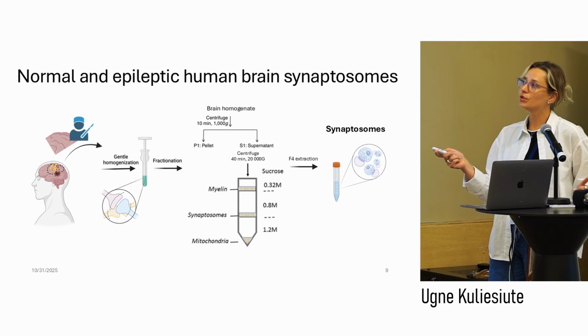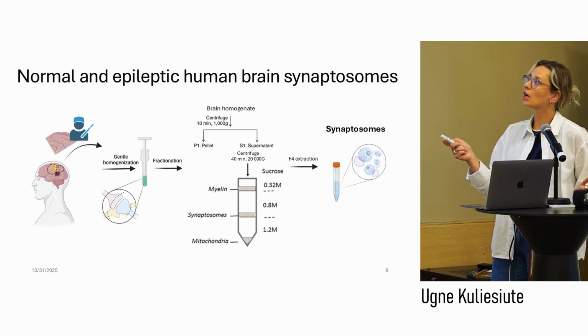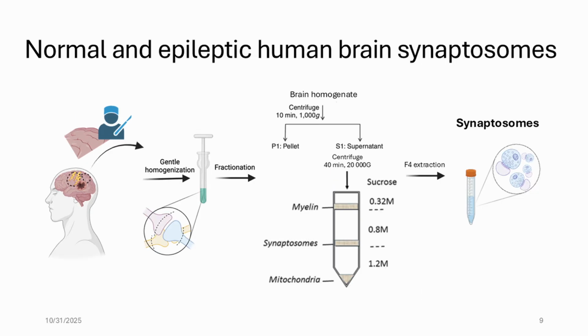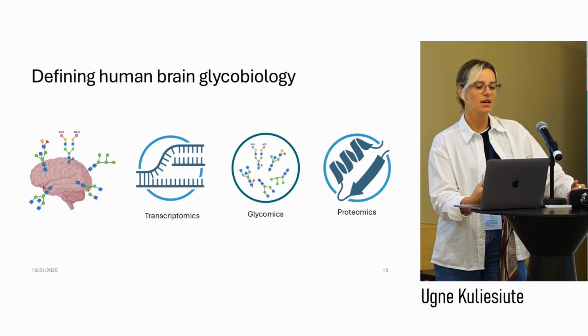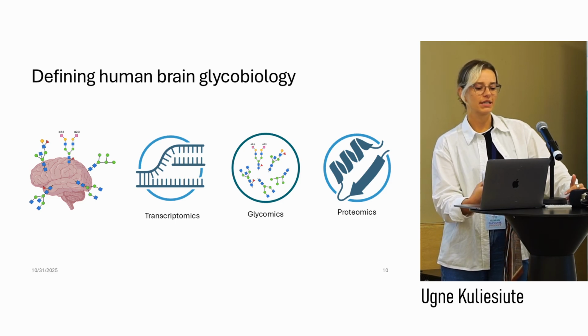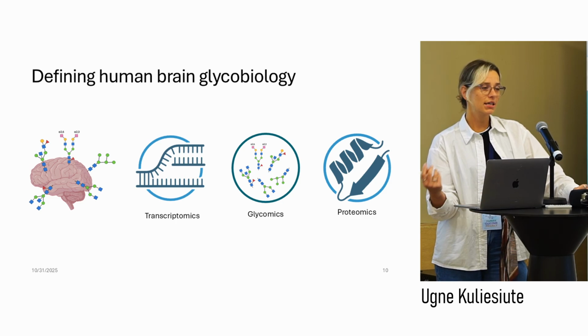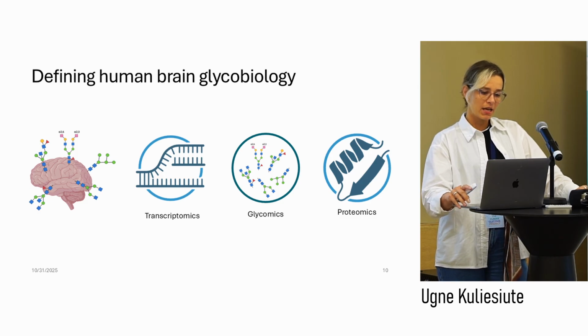You have the tissue, you homogenize it, and then through a couple of centrifugation steps and sucrose gradient, you have very nice layers of myelin, synaptosomes, and mitochondria. I take synaptosomes out and I work with this little sample. So to define the human brain synaptosome glycobiology, I started with transcriptomics.